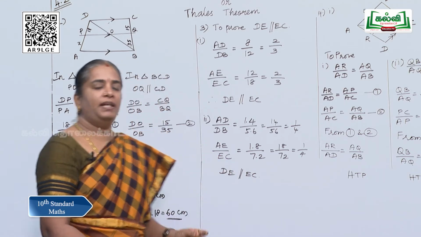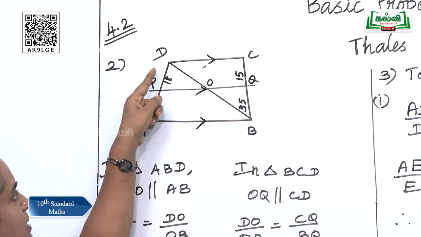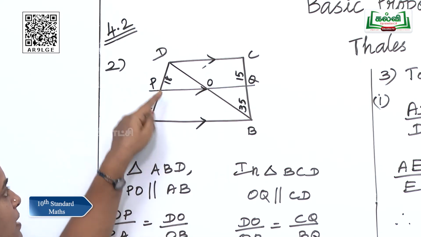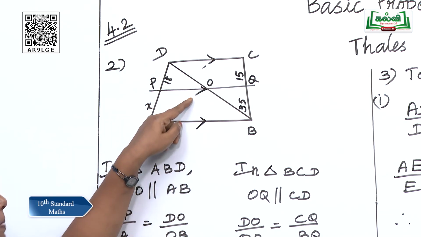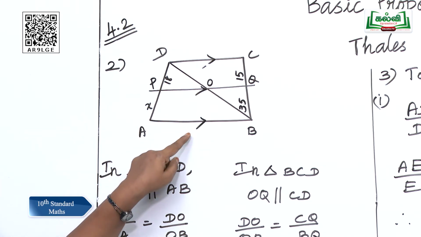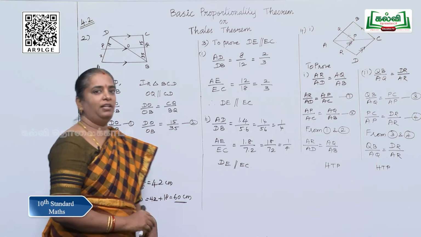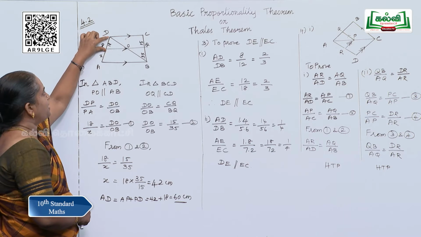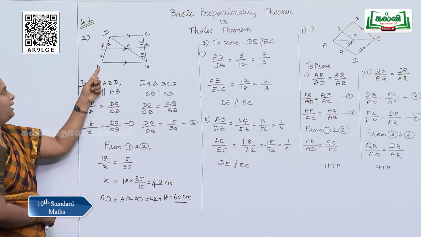Okay, in the next sum, it is given that ABCD is a trapezium and AB is parallel to CD, and they have given that P and Q are the points on AD and BC respectively, where PQ is parallel to AB. So, CD, PQ and AB are all parallel lines. We have to find the value of AD. They have given the lengths of PD, CQ and BQ, so we should find AD.